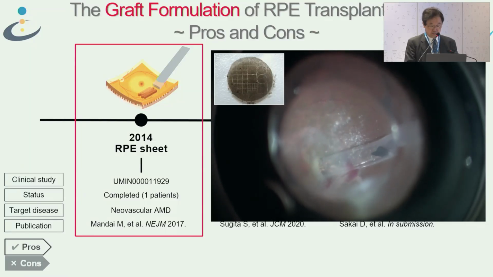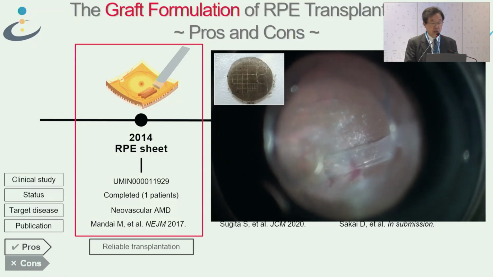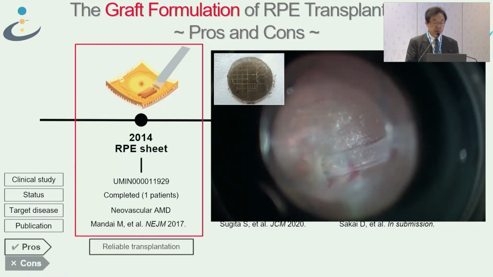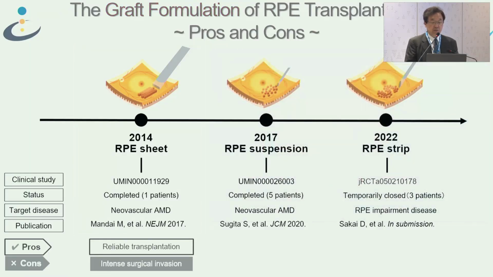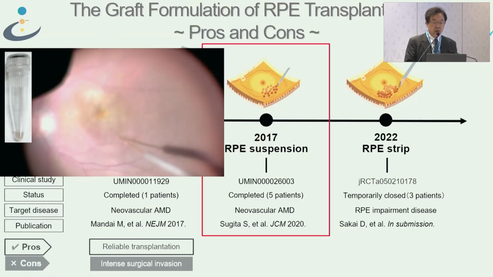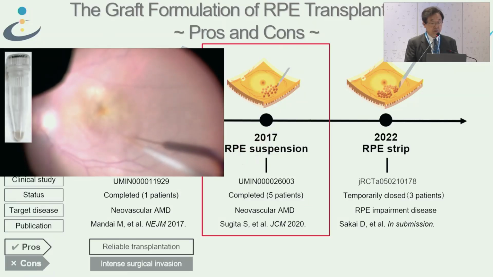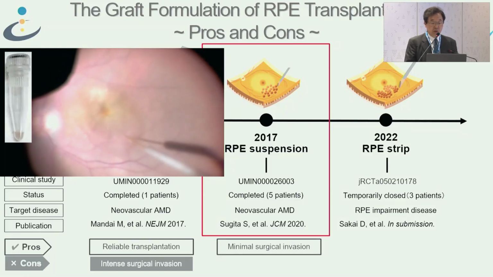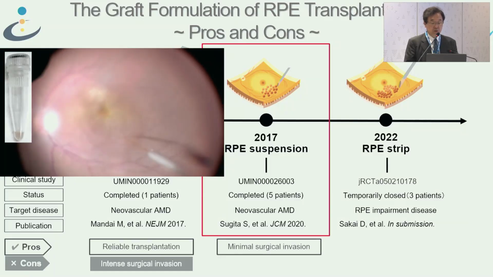And the advantage of iPS sheet transplantation is reliability. But the disadvantage was intense surgical invasion. So next, we tried RP cell suspension transplantation. The advantage of cell suspension transplantation is minimal surgical invasion, but we couldn't control the grafted cells under the retina at all. So this is a big problem.